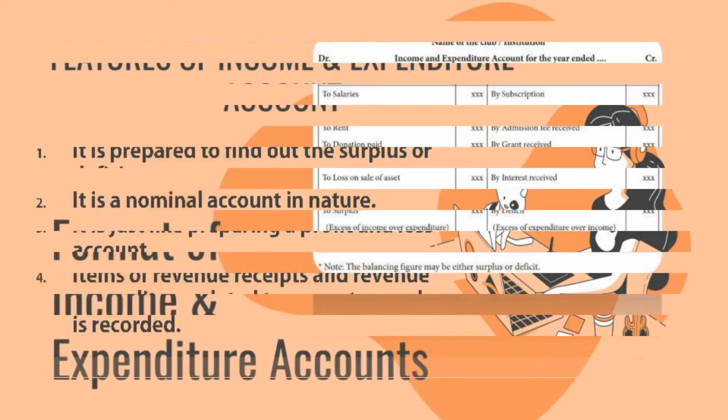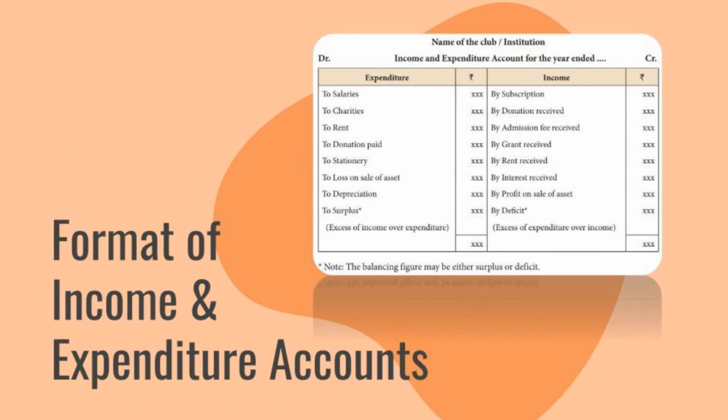Let's look at the format of income and expenditure account. Opening and closing cash balances are not included. Also, capital receipts and capital expenditures are not recorded in this account. Only revenue receipts are recorded in the credit side of the account, and revenue expenditure are recorded on the debit side of the account. Non-cash items such as bad debts, depreciation, which are not recorded in receipts and payments account, are recorded here. The balancing figure is either a surplus or a deficit.